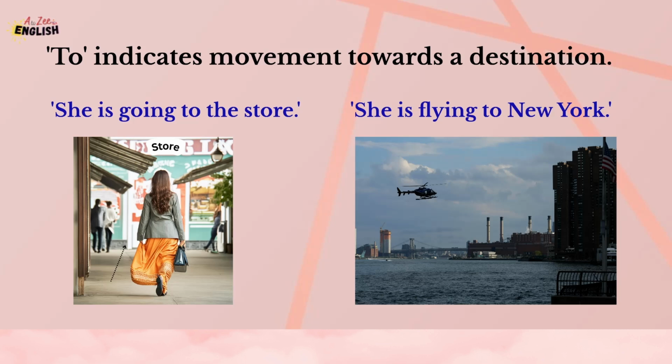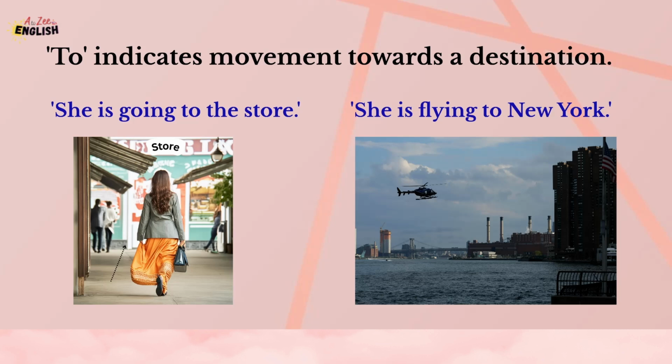In this sentence, to indicates the direction of the movement, the direction of movement of a person. The person is moving towards a specific place, which is the store. So to indicates the person is moving towards the store.